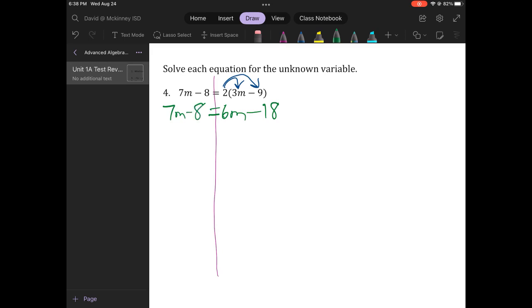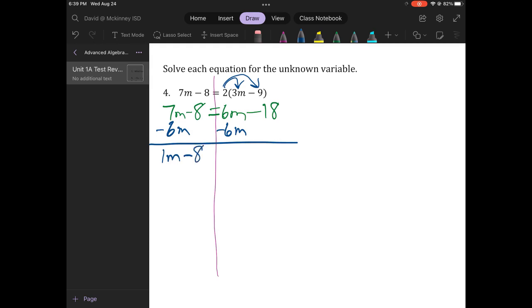I bring down my equal sign, and I rewrite my equation so that I have the complete equation to work from. Now I have a variable on both sides of the equation. I need to move the terms with the variable to one side. I could choose either side. In this case, what I'm going to choose to do is to move the 6m. I'm going to subtract 6m from both sides, draw a line, now I'm going to do the math.